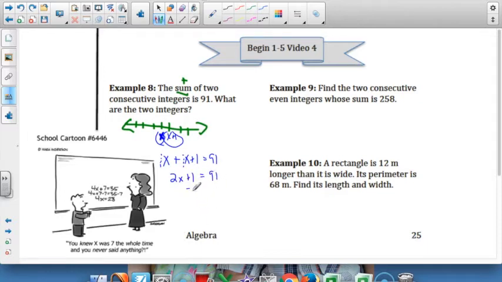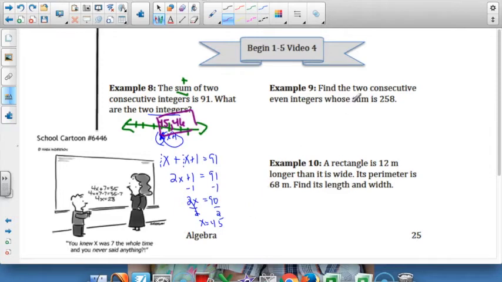And now I'm solving. Subtracting 1 from both sides, which gives me 2x equals 90. Dividing by 2, so x equals 45. Now remember, I want 2 integers. So my first number is 45. Let's write that down. My first number is 45. What's 45 plus 1? That's right, it's 46. So my 2 numbers, 45 and 46.